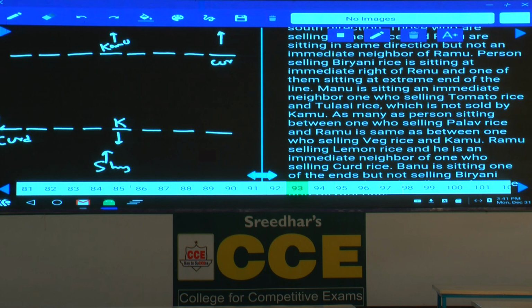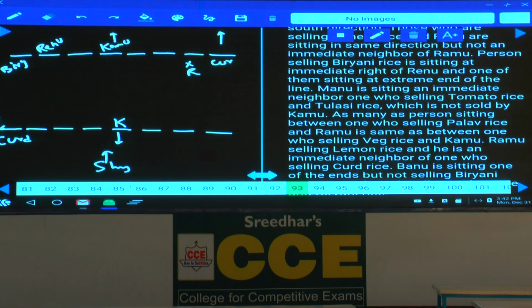That means now Renu cannot be at this place. Are you following this one or not? If Renu is here, the extreme end must be biryani, which is not possible. Hence, Renu must be here. If Renu is here, now this biryani must be at this place. Done?